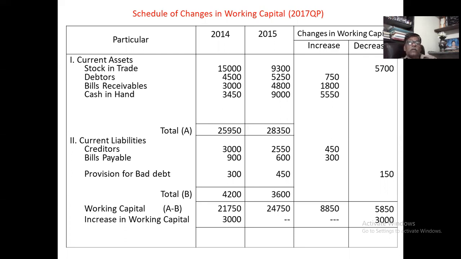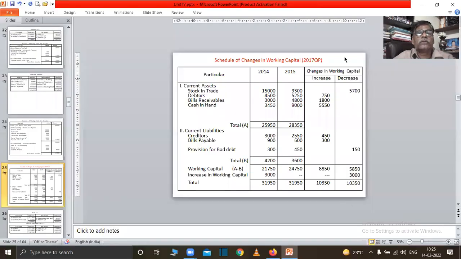Okay. Now you take the total. First column total is 24,750. Second column total is 24,750. Okay, total is 24,750, first column, second column 24,750. Third column 8,850. Last column 8,850. Clear?